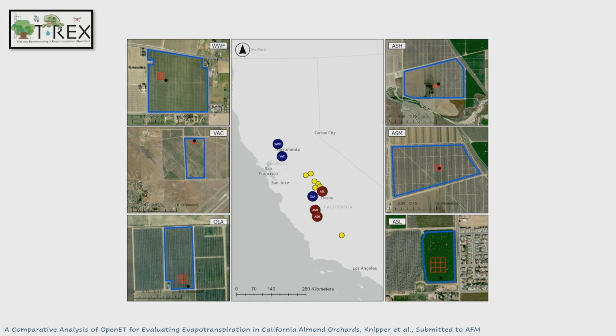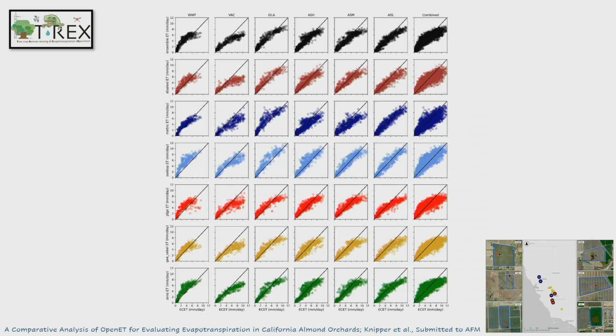So we have our 3 T-Rex sites, which are on the left, and we also included 3 additional almond orchards, which are a part of the Ameriflux network, and were also included in John Volk's recent paper. And in doing such a comparison, we find good relations between observed ET and modeled ET. So the observed ET is on the x-axis, modeled is on the y.